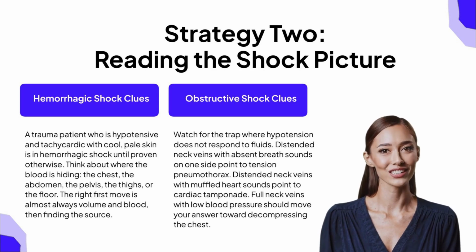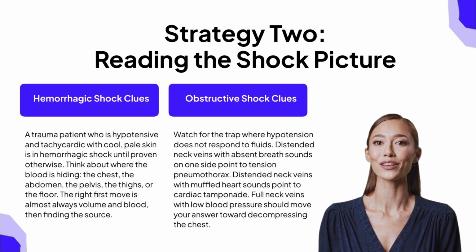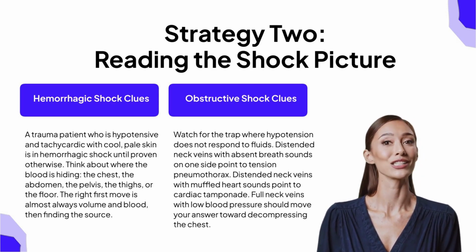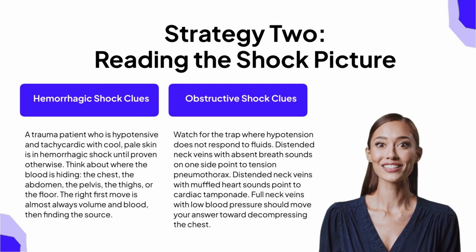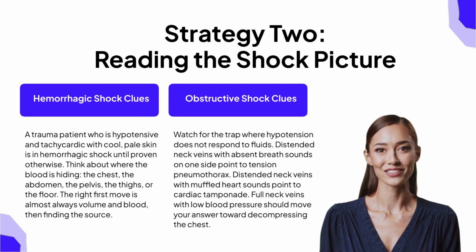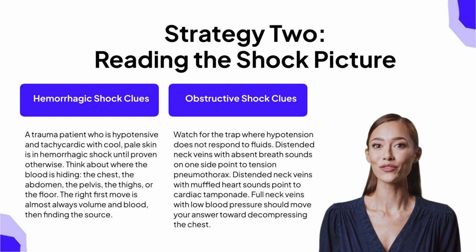Strategy 2 is reading the shock picture, because trauma stems love to test whether you can tell where the problem is. A patient who is hypotensive and tachycardic with cool, pale skin is in hemorrhagic shock until proven otherwise, and your job is to find where the blood is hiding: the chest, the abdomen, the pelvis, the thighs, or the floor. The first move is volume and blood, then control the source.